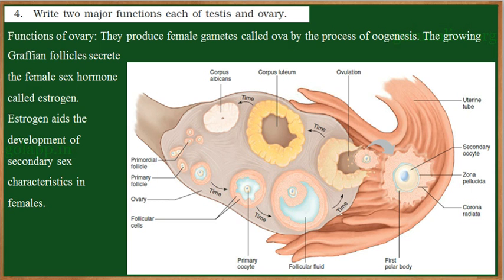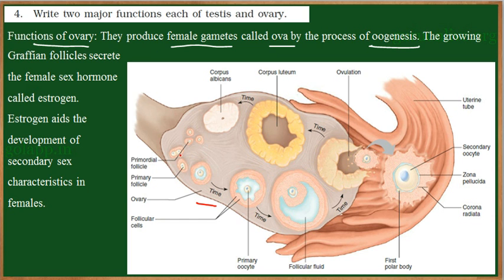Now the second part of the question, the functions of ovary. So what are the two major functions of ovary? Ovaries are the principal organ of the female reproductive structure. It is involved in the production of female gametes, which are called ova, and this process is called oogenesis. So within the ovary, the oogenesis takes place.